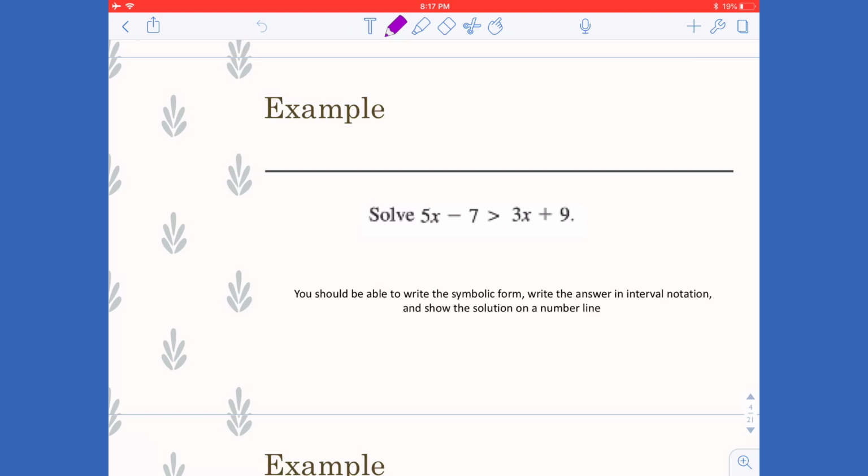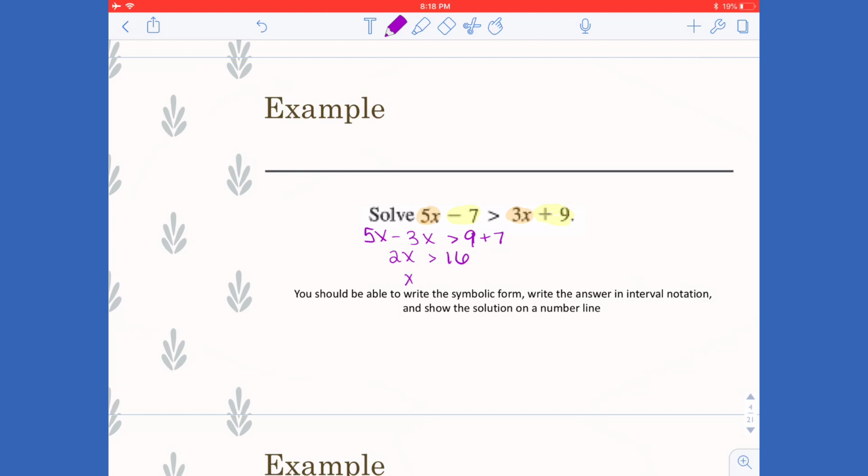Our first goal is going to be to get all of our variables on one side and then get our number terms on the other side. So I have my 5x and I have my 3x, and I'm going to put those on one side. And then I have my negative 7 and my positive 9, and I want to get those on the other side. I'm going to leave 5x where it's at and subtract 3x over, and then I'm going to add my 7 over. 5x minus 3x is 2x, and 9 plus 7 is 16.